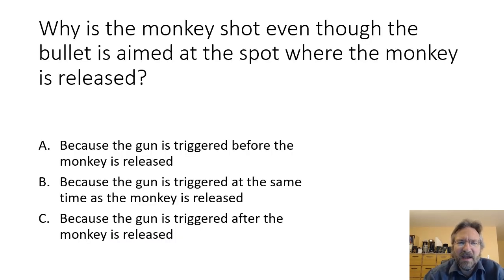So why is the monkey shot even though the bullet is aimed at the spot where the monkey is released? And so clearly you're aiming at a spot where the monkey is gone. So is it because the gun is triggered before the monkey is released? Is it because the gun is triggered at the same time as the monkey is released? Or is it because the gun is triggered after the monkey is released? So what is the answer? And I guess the correct answer is B.